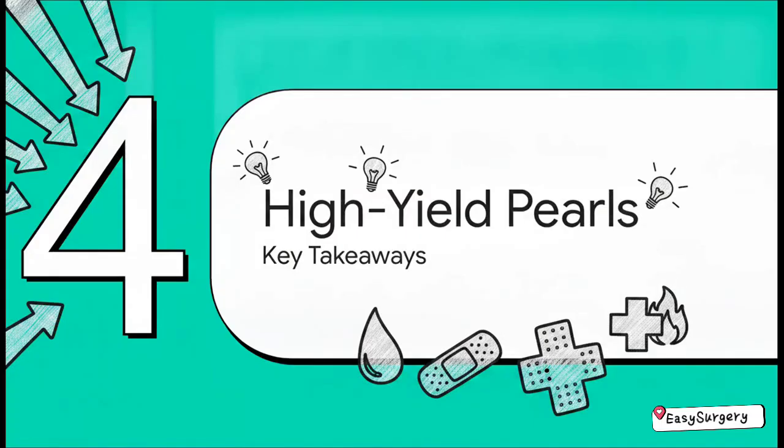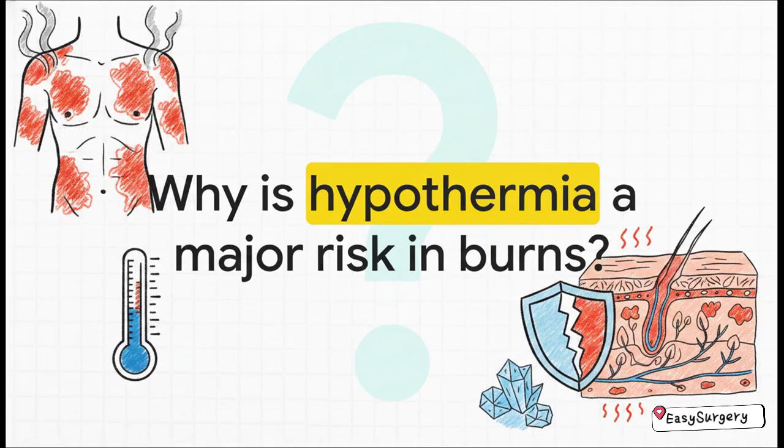Which brings us to Section 4, High-Yield Clinical Pearls. For a final section, we're going to rapid fire through the remaining overarching pearls you absolutely cannot afford to miss. Here's another vital question that really tests your grasp on pathophysiology. Why is hypothermia such a major risk in burn patients? Think about what the primary function of the skin actually is. Why are patients with large burns so incredibly vulnerable to extreme cold?